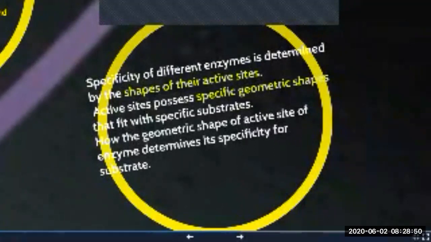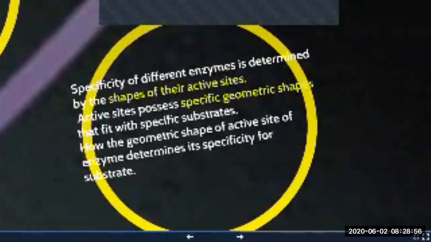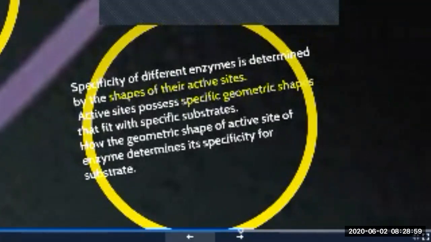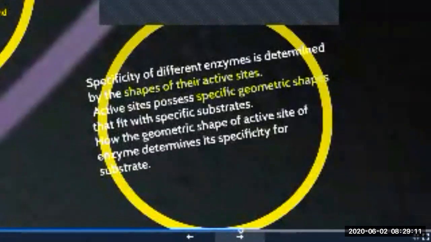Next topic is specificity of different enzymes. I think I've started this topic, I'm sorry. Specificity of different enzymes is determined by the shape of their active sites. I've shown you the active site of an enzyme, which has a specific geometric shape. There are three-dimensional angles, and that geometric shape fits with the specific substrate, just like a lock and key.